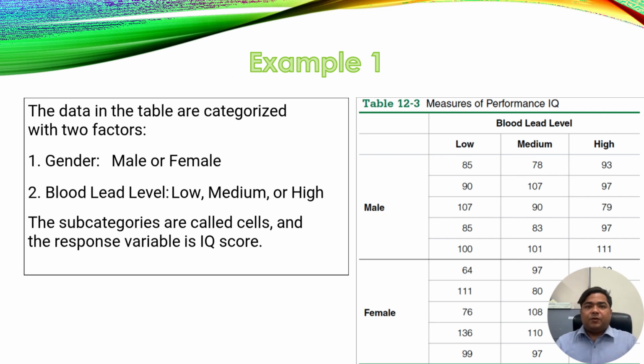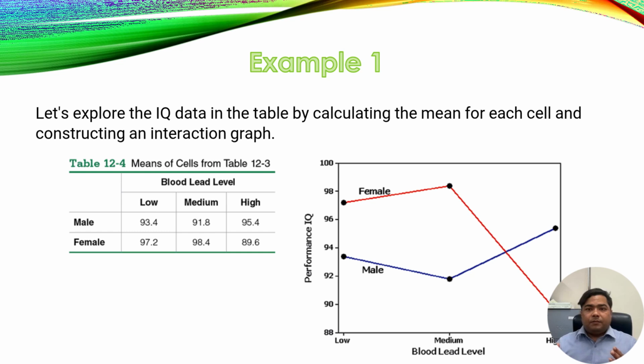The table categorizes data by two factors: gender, which includes male and female, and blood lead level, categorized as low, medium, or high. Each combination of these factors forms a cell, with the response variable being the intelligence quotient score. We will calculate the mean intelligence quotient score for each cell in the table.